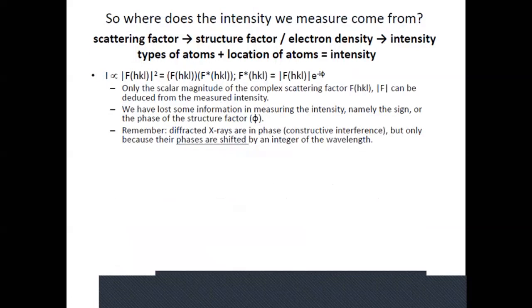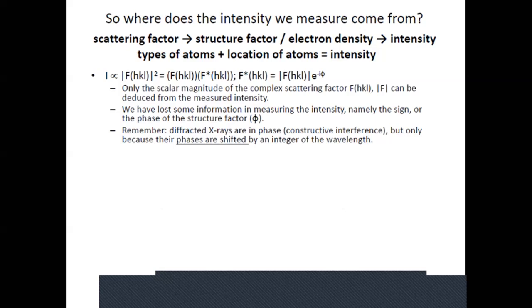So where does this intensity come from that we measure? So we have scattering factors, which leads us to structure factors and electron density, which gives us the intensity. And then we have types of atoms plus location of atoms gives us intensity. So if we know the types of atoms, we know where they're located, we can find the intensity of the reflections. If we know the scattering factors, it can give us structure factors and electron density information, which we can also use to find the intensity.